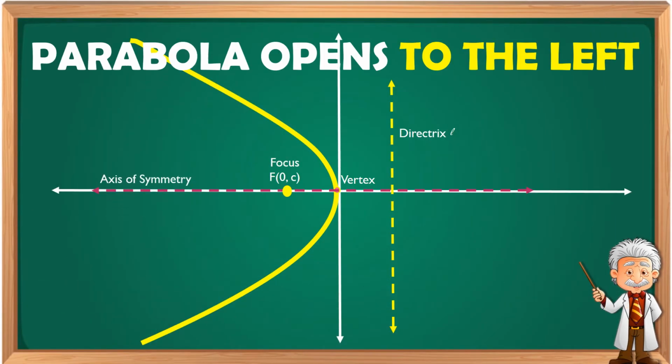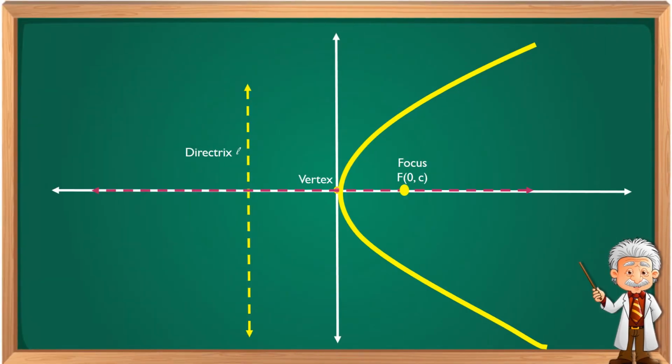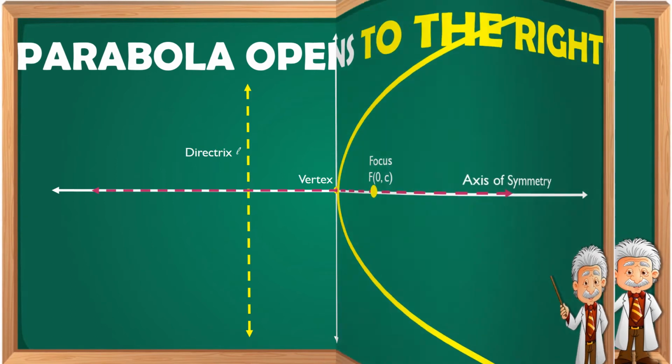This is a parabola that opens to the left. The focus is to the left of the vertex. Kaya siya naging to the left kasi si focus ang palatandaan kung saan siya mag-open. And the directrix is to the right of the vertex. And this is the parabola that opens to the right. The focus is on the right of the vertex and the directrix is on the left of the vertex.